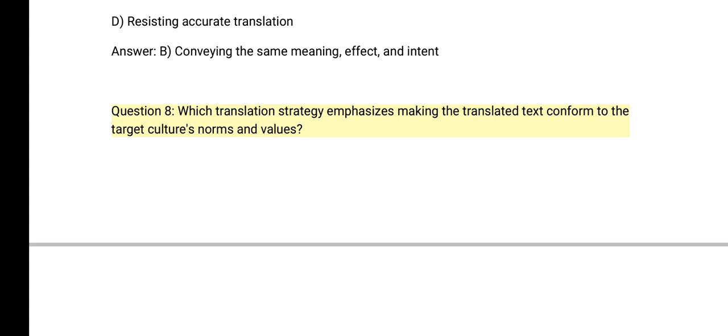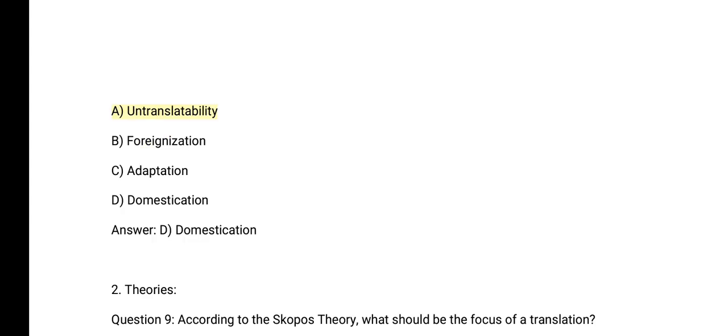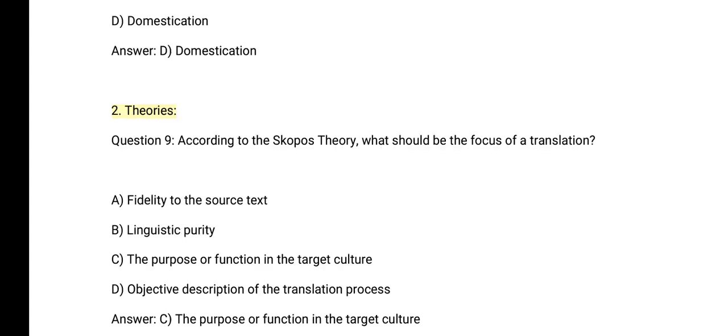Question 8. Which translation strategy emphasizes making the translated text conform to the target culture's norms and values? A. Untranslatability. B. Foreignization. C. Adaptation. D. Domestication. Answer. D. Domestication.